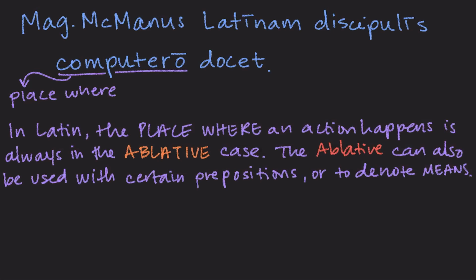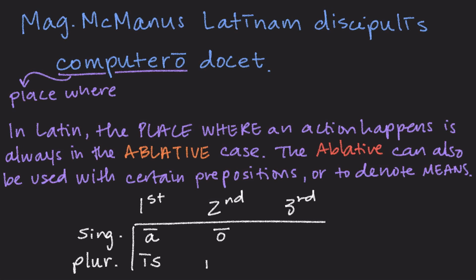The ablative can also be used with certain prepositions or to denote means. So like if I write this with a pencil, that pencil would be in the ablative case because it's the instrument or the means by which I'm writing. Okay, these are our ablative endings. First declension, long a and is. Second declension, long o and is. Third declension, short e and ibus. Computero is not a real word, but I went ahead and said it's second declension, so it is ablative singular here.